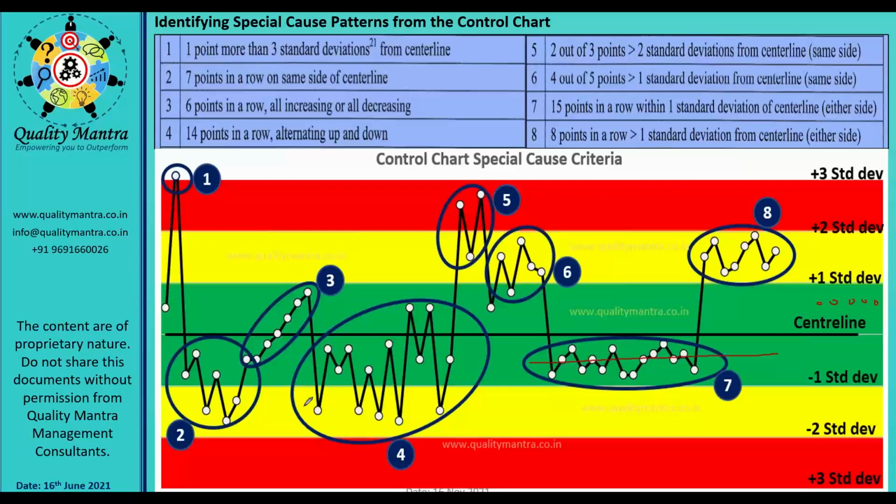So try to plot the graph. You will get a lot of insight. If you have any doubt, you can share with us, and we will guide you. Yes, how to identify the causes. What has happened? What has gone wrong? Whether it has been intentional, whether it has not been intentional.